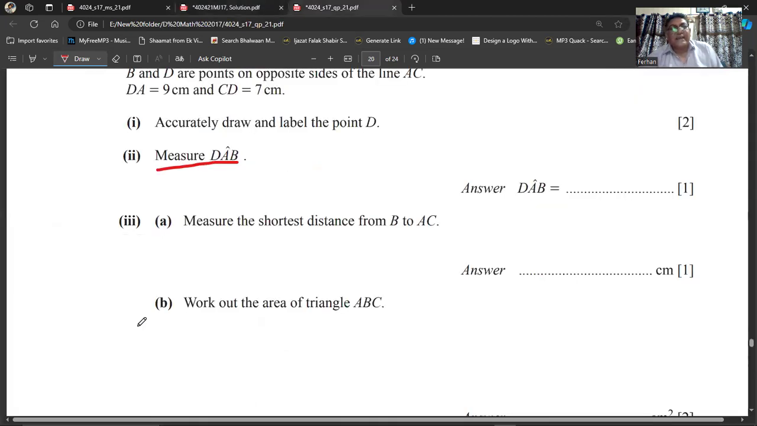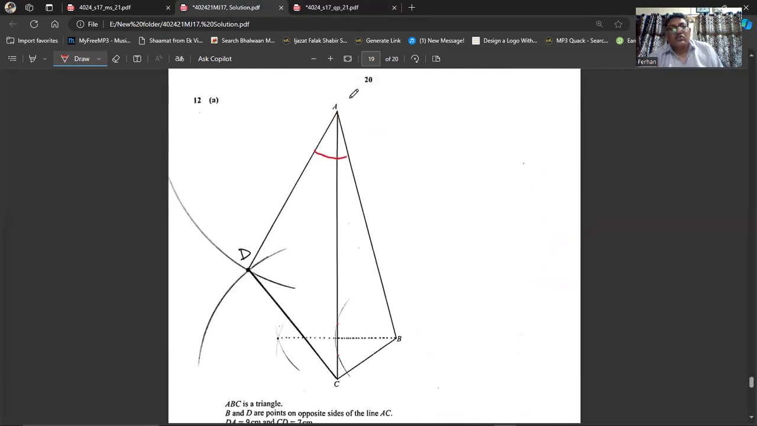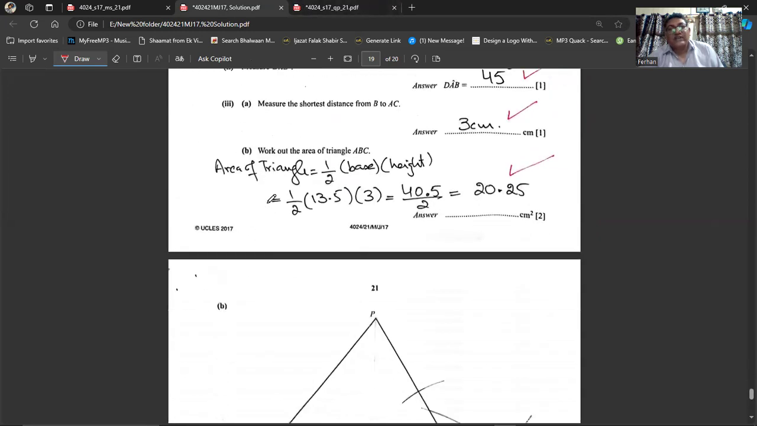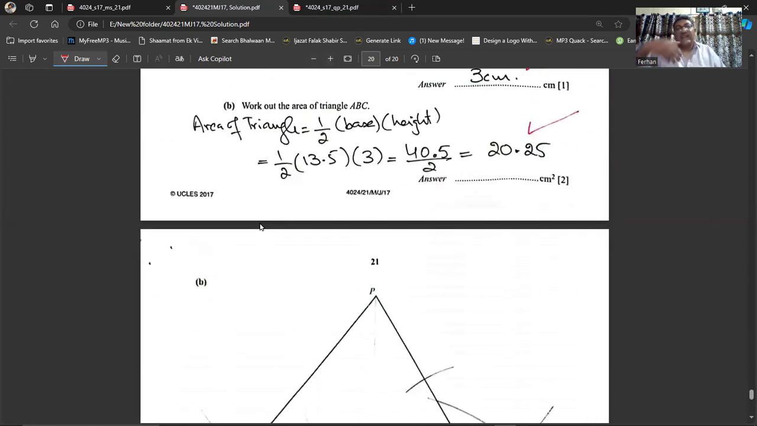Okay, then they say work out the area of the triangle ABC. If you want to know the area of the triangle ABC, very simple. You measure how much is AC. You know the height. One half into base into height is the formula for the area of the triangle. So the area will be 1/2 into the base into the height, and the base AC is 13.5 centimeter and the height is 3 centimeter, the perpendicular from B onto the AC line.